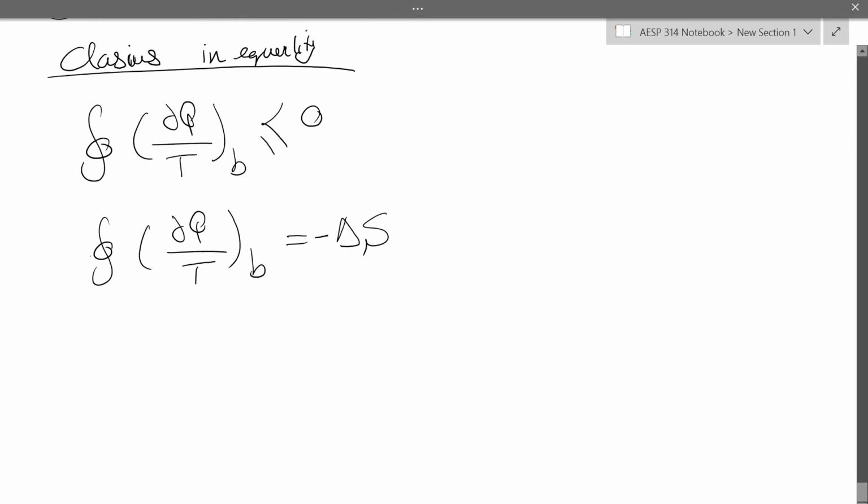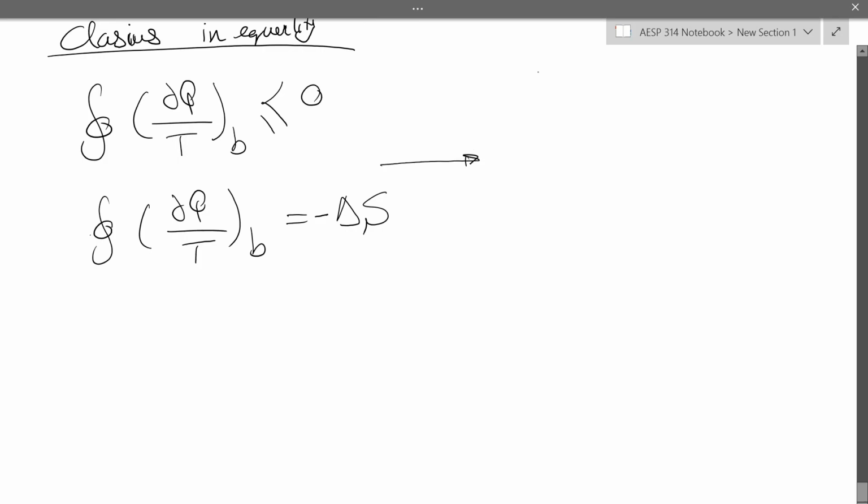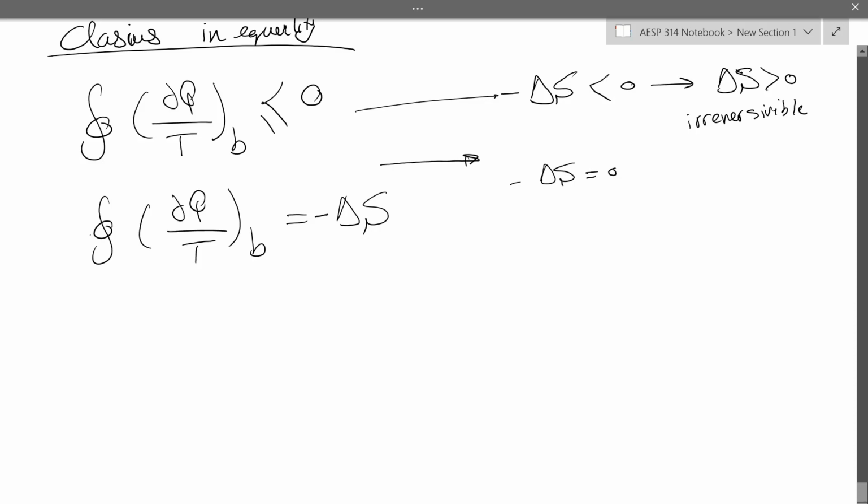So, based on this, if this is smaller than 0, negative delta S is smaller than 0, delta S is going to be larger than 0, which refers to an irreversible process. If negative delta S equals 0, then delta S is also equal to 0, which refers to a reversible process.